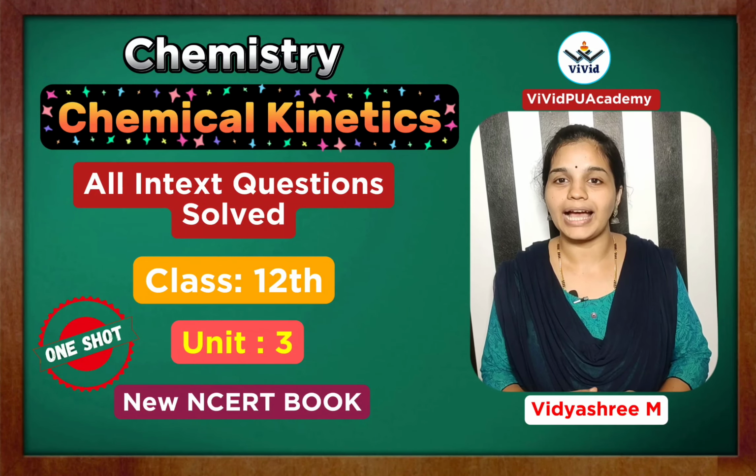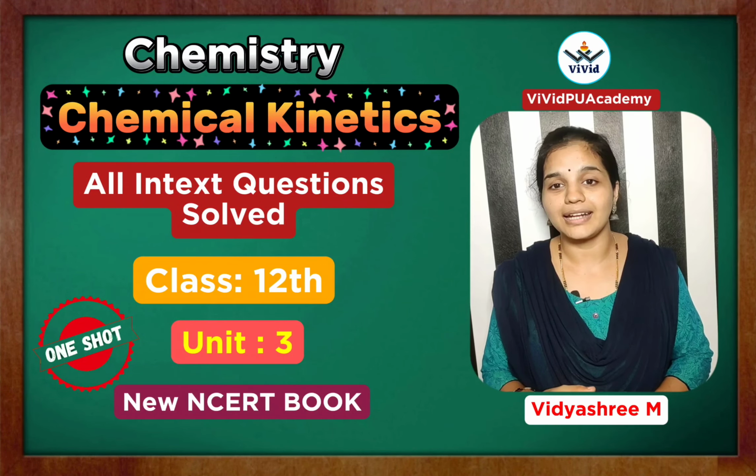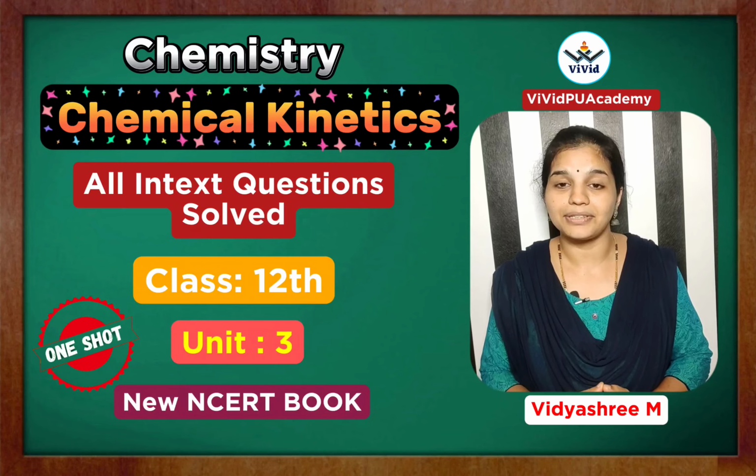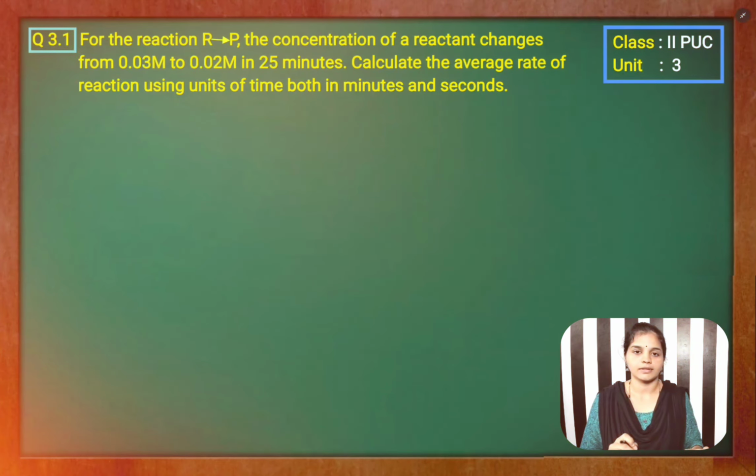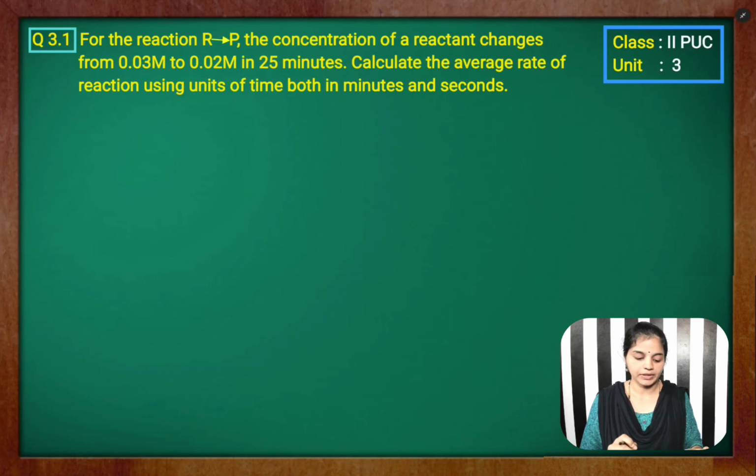In this video, I will be discussing the answers for in-text questions of NCERT Class 12 Chemistry, Chapter 3 Chemical Kinetics. Question number 3.1. For the reaction R to P, the concentration of reactant changes from 0.03 molar to 0.02 molar in 25 minutes. Calculate the average rate of reaction using units of time both in minutes and seconds.